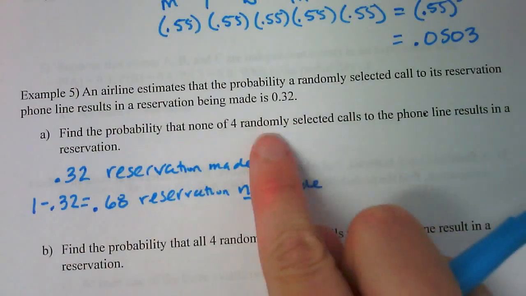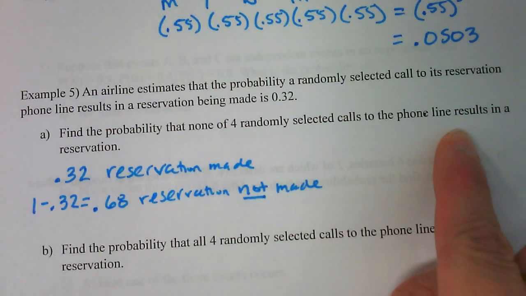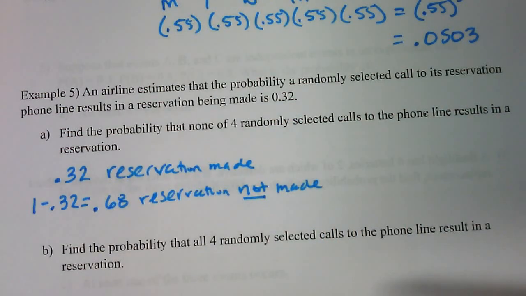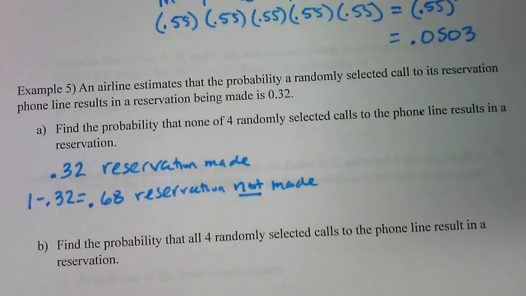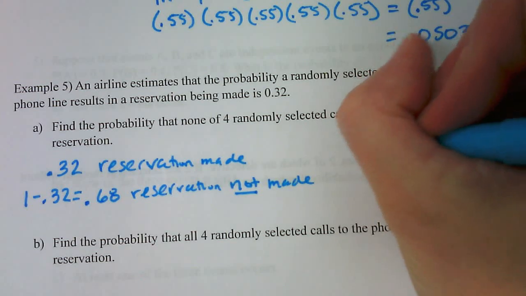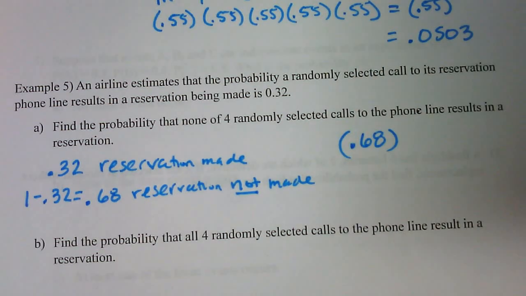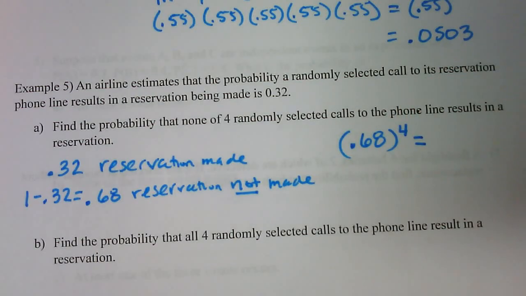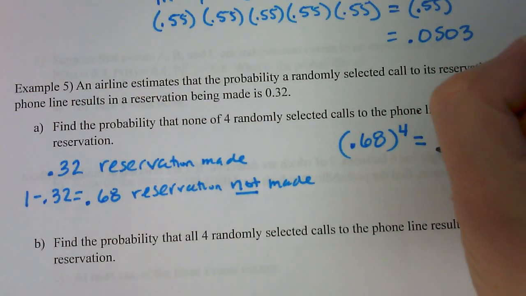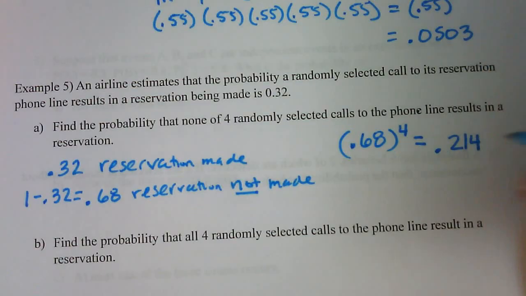So this is saying 4 randomly selected calls don't make a reservation. So that means 0.68 is happening 4 times. So I can either multiply it out 4 times or raise it to the 4th power, whichever way you want to do it, and you're going to get 0.214.